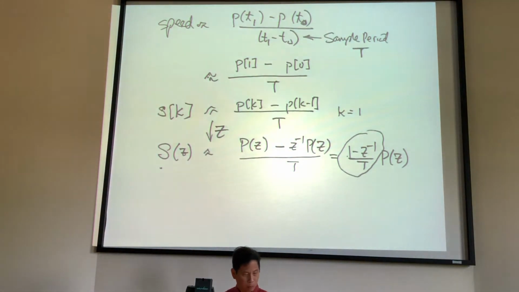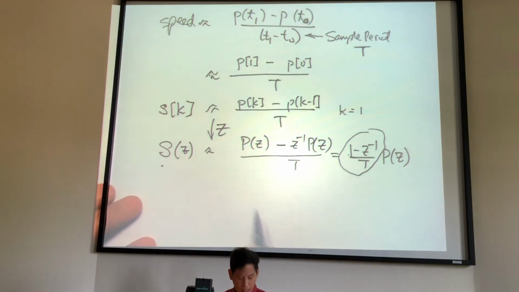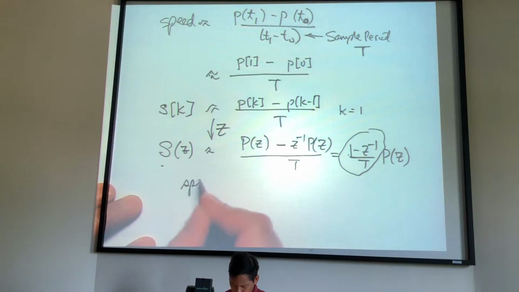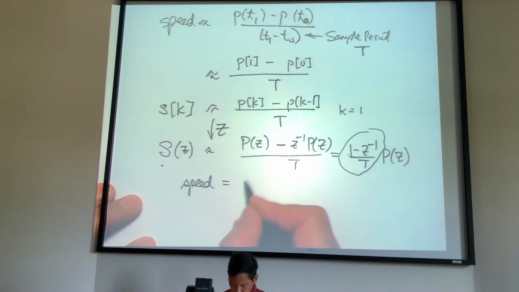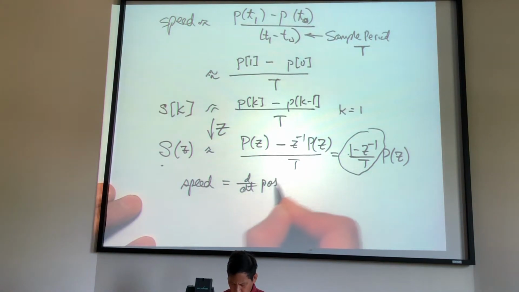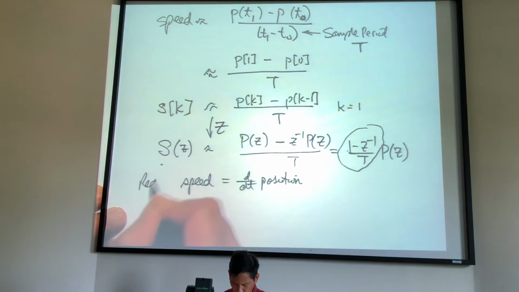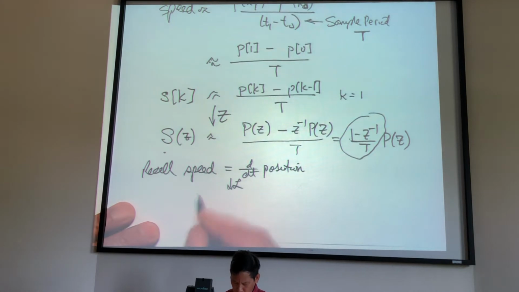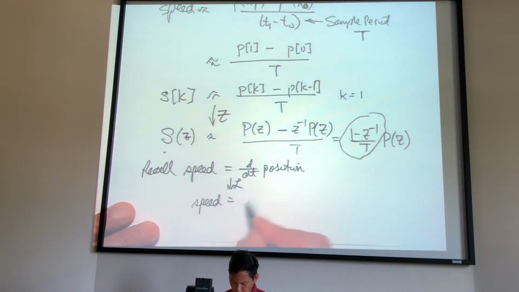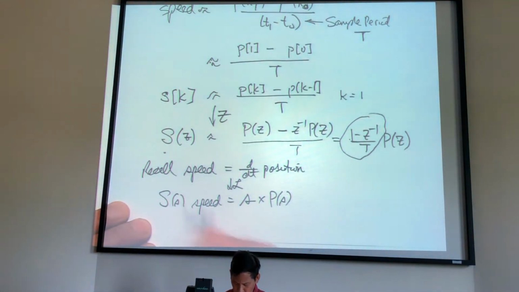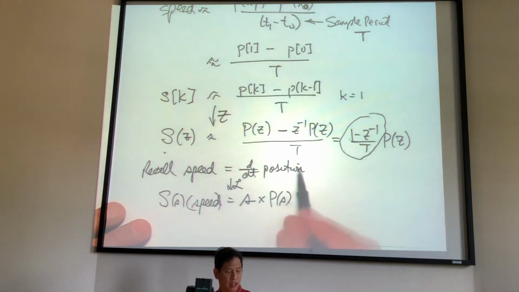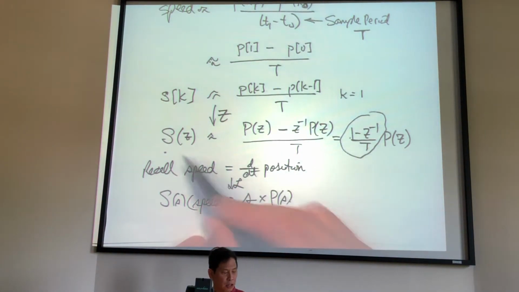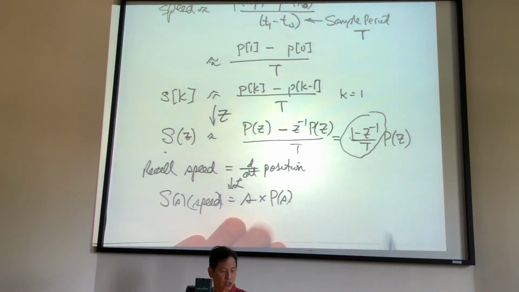Okay. Now remember, in continuous time, speed is equal to d by dt of position. Okay, let's recall this. Speed is d by dt position. But if I Laplace transform this, then I would say speed is equal to s times p of s. Here's speed in the s domain is s times p of s. In calculus, speed is d by dt of position. Now, what I'm saying in discrete time, I'm saying speed is related to position this way.